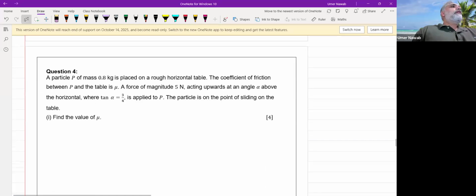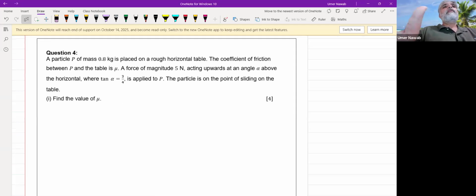Now we go to question number 4. In question number 4, a particle P of mass 0.8 kg is placed on a rough horizontal table. The coefficient of friction is mu, and a force of magnitude 5 newtons acts at an angle of alpha above the horizontal, where tan alpha is equal to 3/4, and is applied to P.